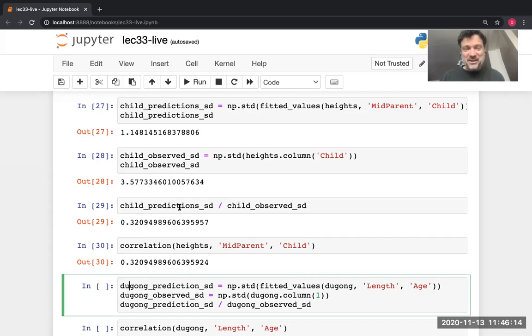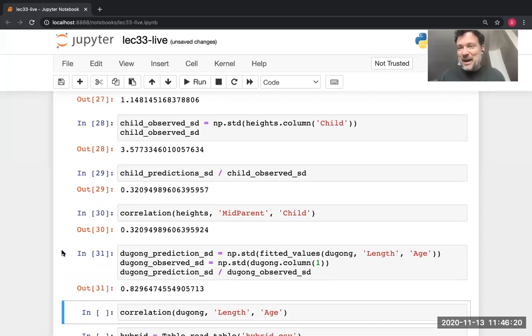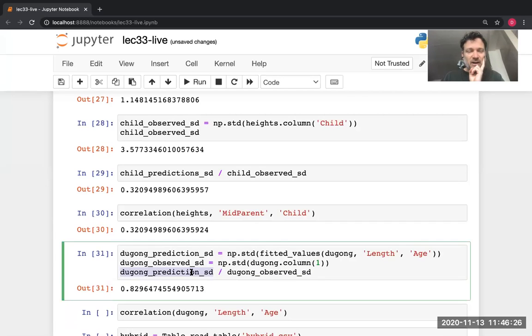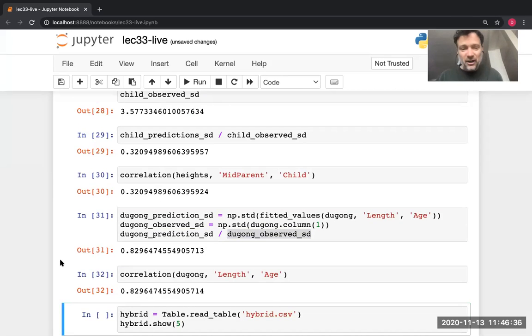Is it a coincidence that these two are so similar? It's not a coincidence. And I'm going to do another example to prove it to you. I'm going to do the same thing for the Dugong data set. And I'm going to look at the ratio between the standard deviation of the fitted values, the predictions, and the standard deviation of the actual values. And that's about 0.83 for the Dugongs. And for the Dugongs, the correlation is also about 0.83.